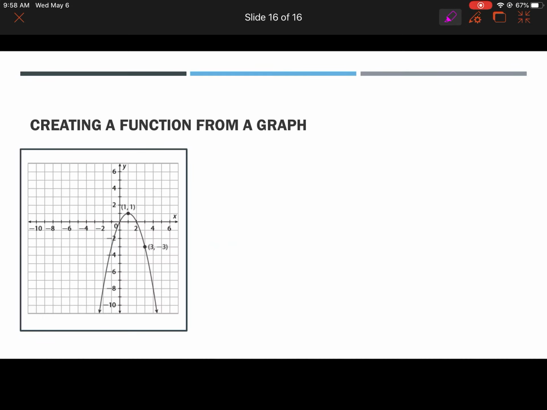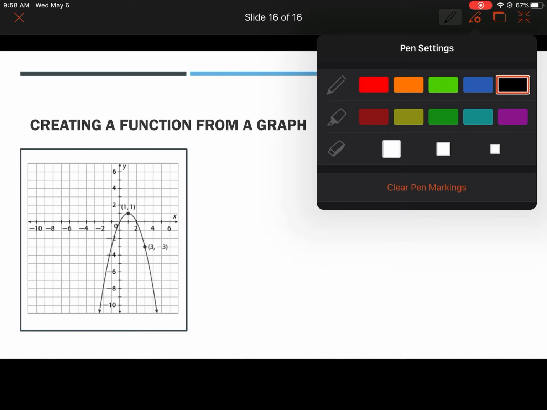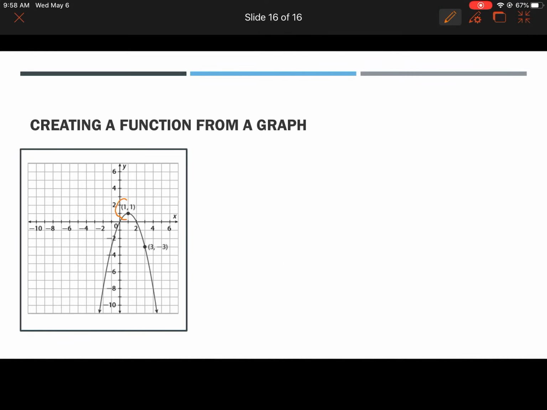All right, and then the third example, if I just gave you a graph, once again, you just need 2 points. Most important being, I must have the vertex, the highest point in this case. So that's a 1, 1. So I'm going to start there. I'm going to leave an A. I'm going to do the opposite of the H, right? Opposite of 1 is negative 1. And then plus 1 is my K, so plus 1.